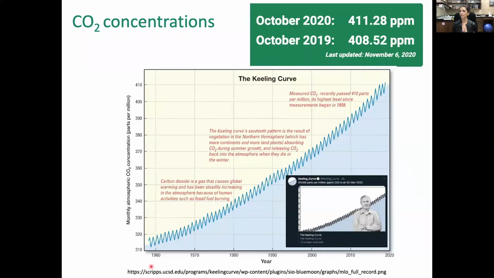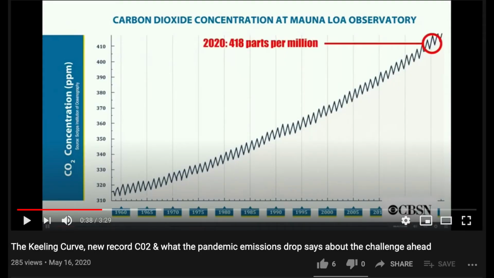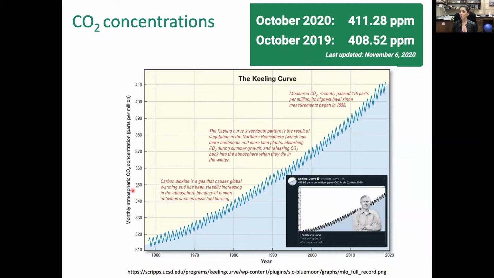This is showing years along the x-axis from 1960 to the year 2020. It's called the Keeling curve because the scientist Dr. Keeling in the 1960s set up an observatory for carbon dioxide at Mauna Loa Observatory on Hawaii. There is a YouTube video for you to watch about how that got set up, but what this is showing is the monthly atmospheric CO2 concentrations in parts per million on the y-axis.